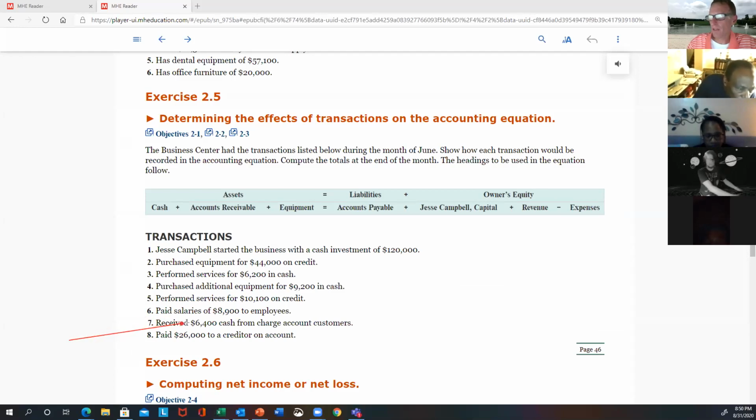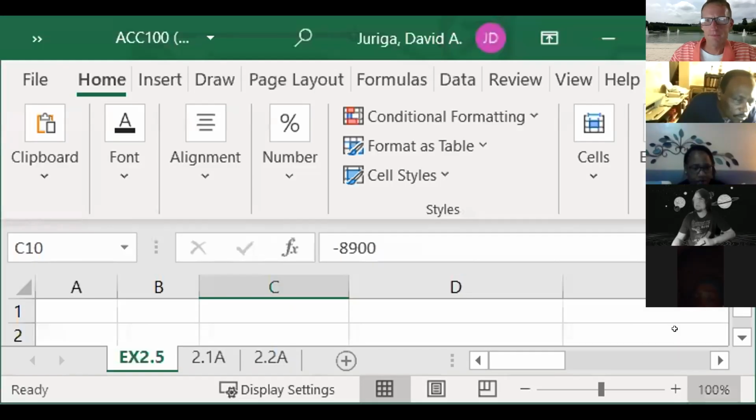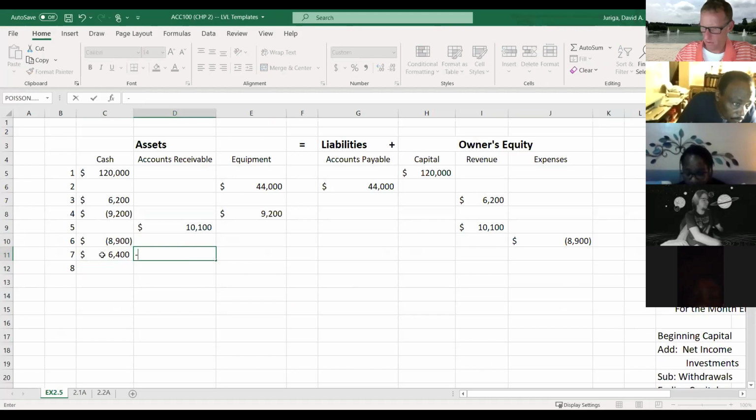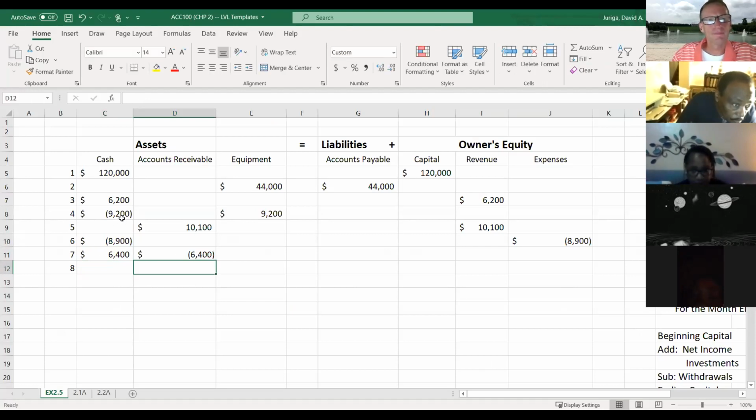Number 7, received $6,400 cash from charge account customers. So received cash, we got cash increasing, right? What's going to be the offset? Accounts receivable. And will accounts receivable increase or decrease? Decrease. You got it. So let's go back. Let me increase my screen. So this is number 7, you say 6,400 cash, and then accounts receivable. There's your minus.